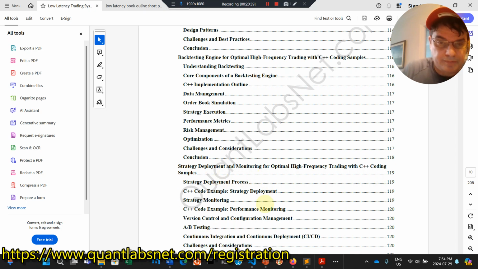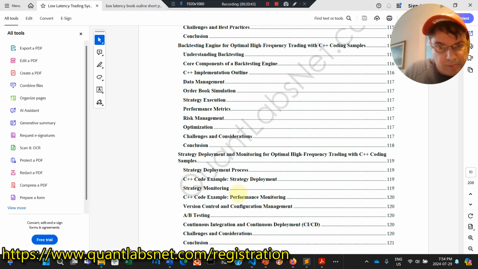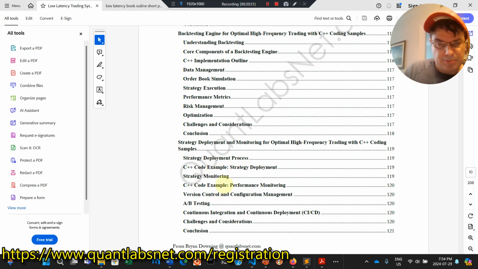Wow, this goes on. So now you have to monitor your strategies, the open ones, see how they're performing. So we have our deployment monitoring as well. Talk about the deployment process, coding example, strategy monitoring, performance monitoring as an example. Again, very basic, high level.